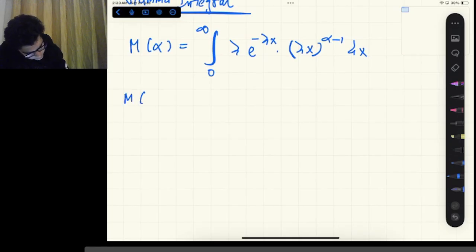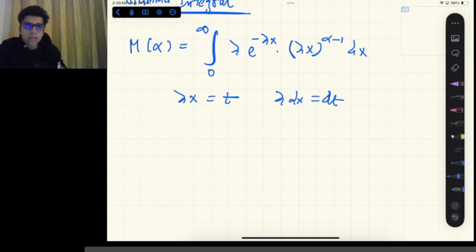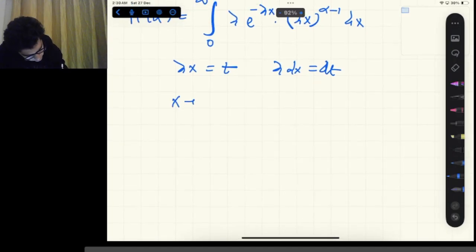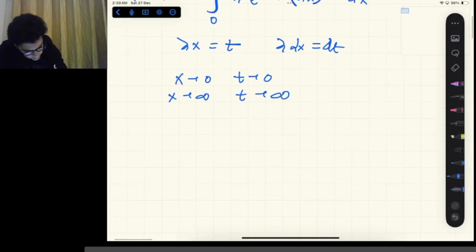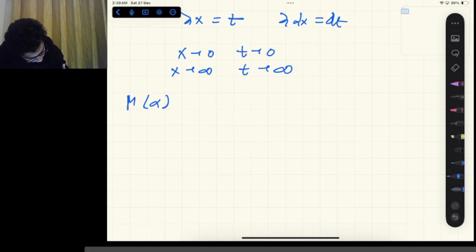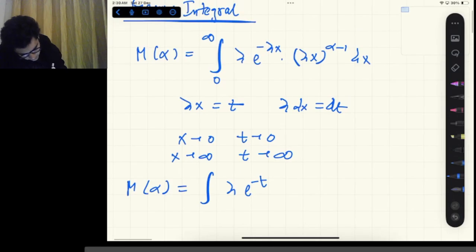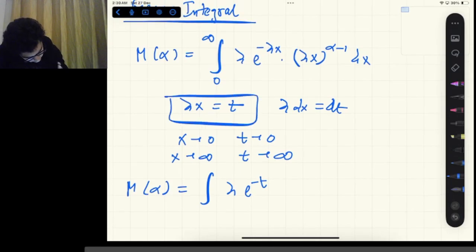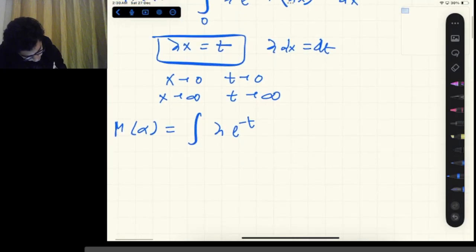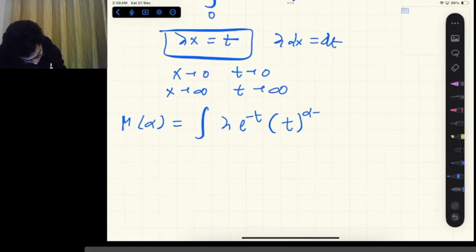So I can also write this by substituting lambda x as t, so I get lambda dx is equal to dt. When x goes to 0, t goes to 0, and when x goes to infinity, t goes to infinity. Therefore, we don't have to change the limits. So this becomes lambda e to the power minus t and t to the power alpha minus 1.